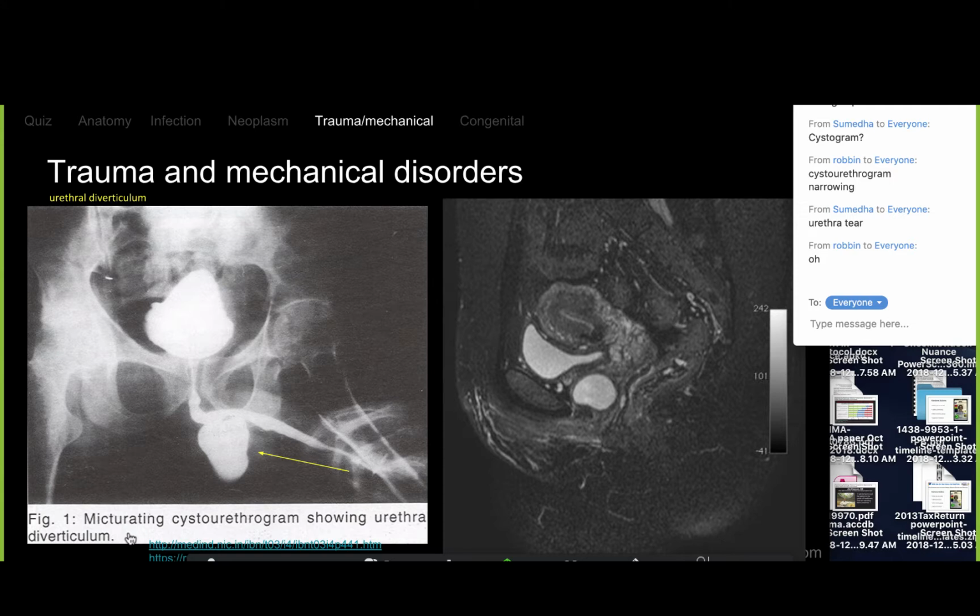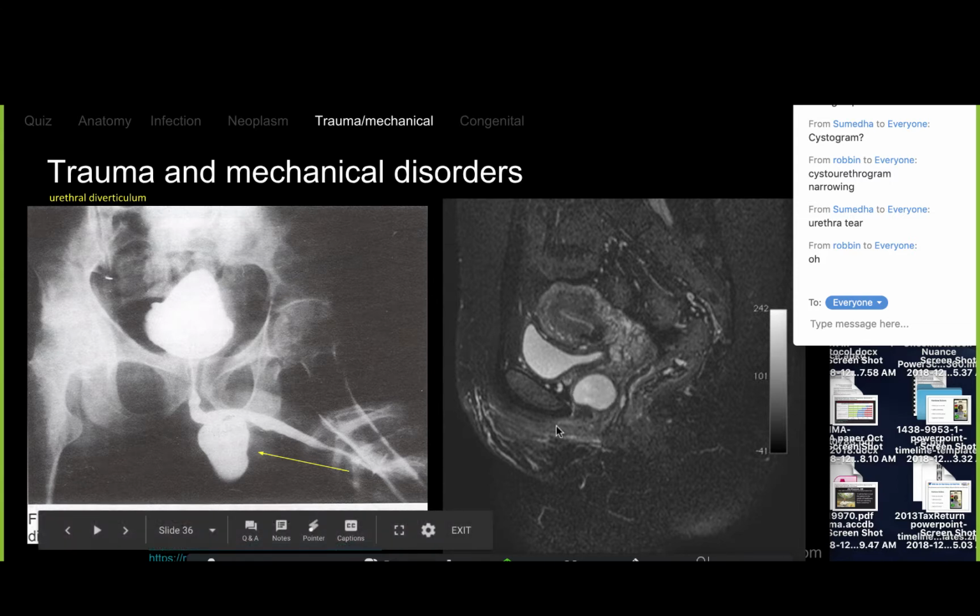And here's an MRI example of a urethral diverticulum. It's a sagittal view. This is a woman because there's a uterus. And you have this fluid collection in the region of the urethra. We don't have the axial, but this is a urethral diverticulum.